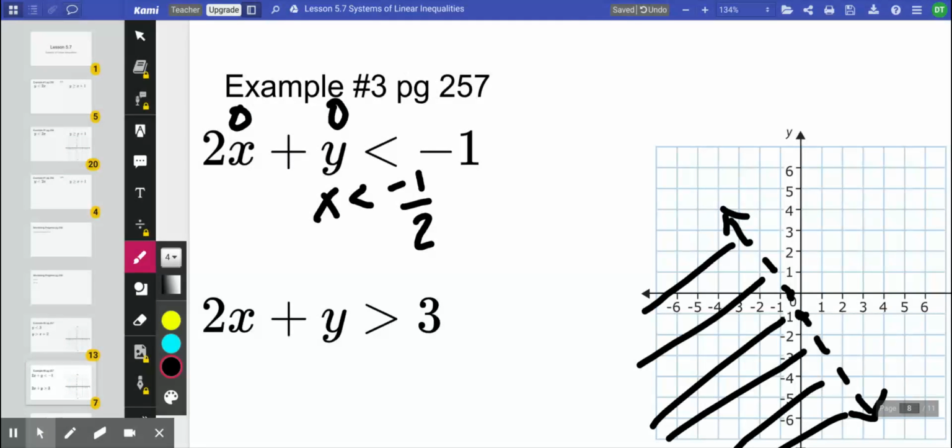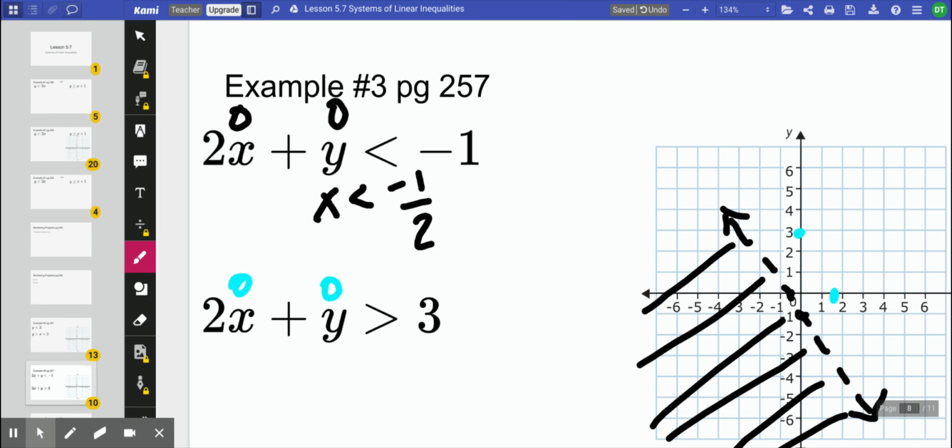Then let's change colors again. I don't like that green, it's ugly. And we'll do the 2x plus y is greater than 3. So again, put 0 in for y. I get 2x is greater than 3. Divide by 2. So I get x is 3/2. So 1, 2, 3 halves would be right about there. And then if I put 0 in for x, I get y is 3.